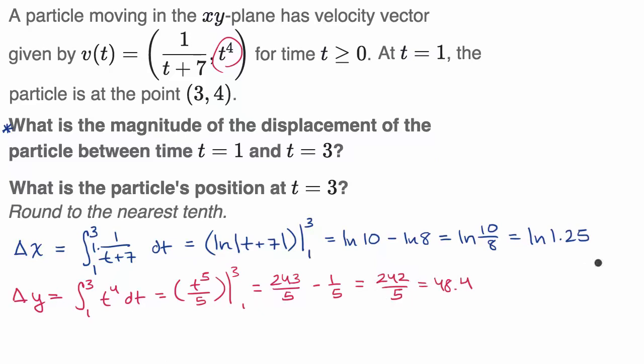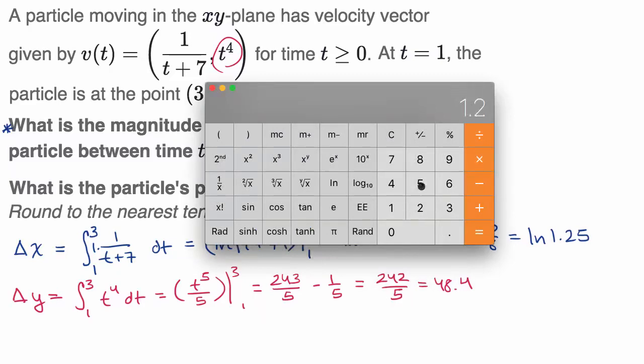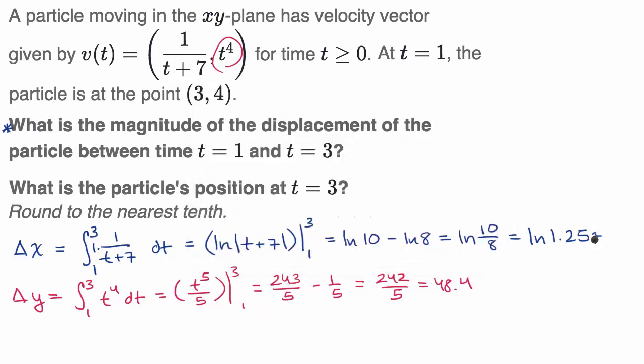48.4. Now let me get my calculator out for this natural log of 1.25. 1.25 natural log, and we'll just round to 2 decimal places, approximately 0.22. So I figured out our change in x and our change in y, and actually just from that, we can answer the second part of the question first.